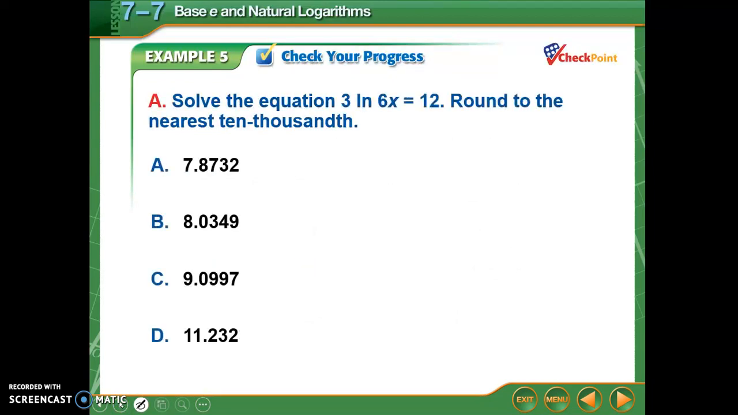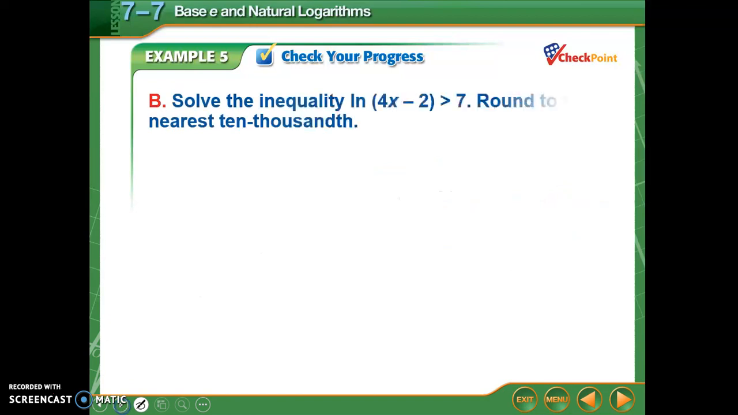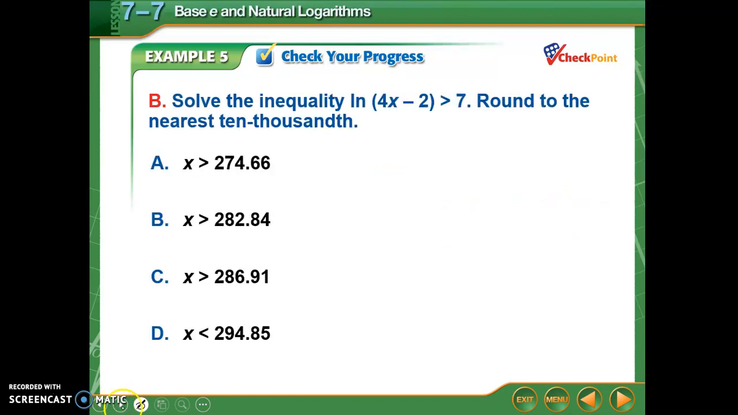All right, try this one. Your answer for this one should be C. And there's the work. We divided both sides by 3 first, and then I showed you both ways, either rewriting it in exponential form or taking e to the power of both sides and going from there. Either way, you get the same result. And let's try an inequality.